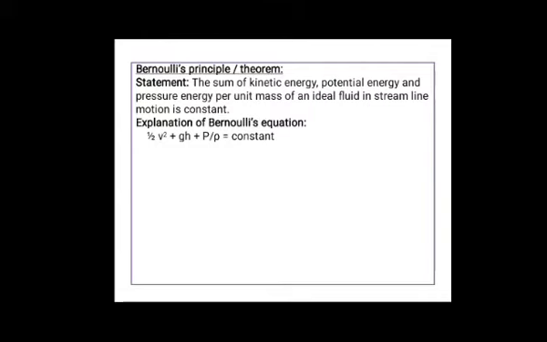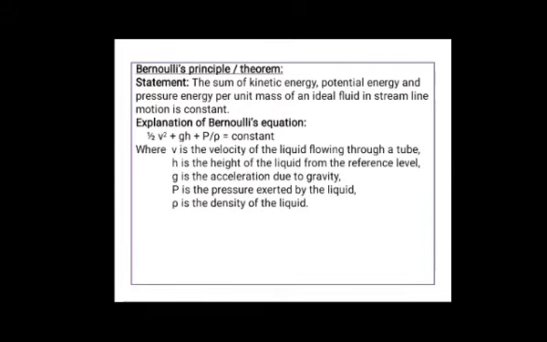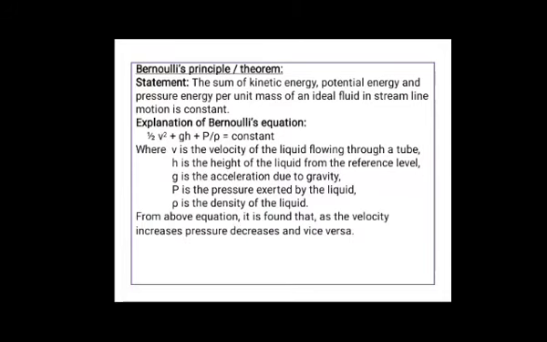If we explain the symbols here, v is velocity of the liquid flowing through a tube, h is height of the liquid from the reference level, g is acceleration due to gravity, p is pressure exerted by the liquid, and rho is density of the liquid. So from the equation, it is found that as the velocity increases, pressure decreases, or you can say if velocity decreases, definitely pressure should increase. So this is Bernoulli's principle.